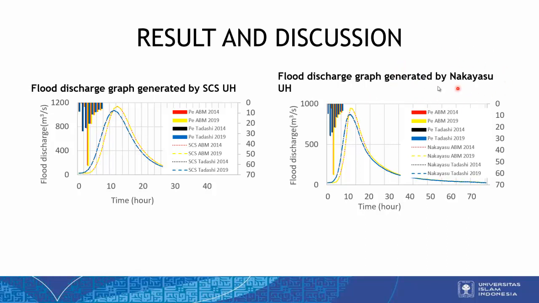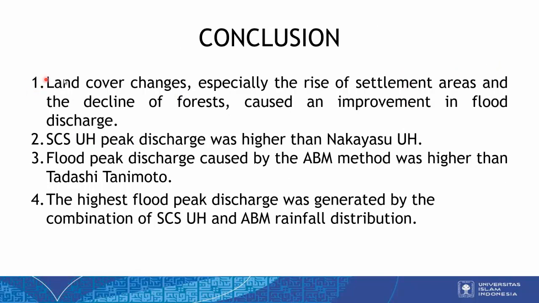For the conclusion, the land cover change, especially the rise of settlement areas and the decline of forests, caused an improvement in flood discharge. SCS unit hydrograph peak discharge was higher than the Nakayasu unit hydrograph. Flood peak discharge caused by the ABM method was higher than the Tadashi Tanimoto. And the last one, the highest flood discharge was generated by the combination of the SCS unit hydrograph and ABM rainfall distribution.